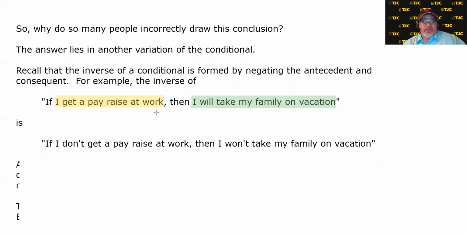If I don't get a pay raise at work, which is a negation of the original antecedent, so we'll highlight the part that makes it a negation, then I won't take my family on vacation, which again is almost the original consequent, but it's the negation. So that would be the inverse of the original conditional.